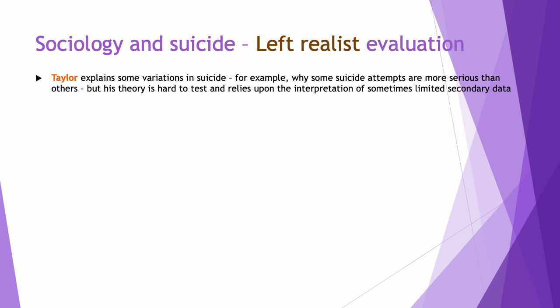Taylor explains some variations in suicide, for example, why some suicide attempts are more serious than others, but his theory is hard to test and relies upon the interpretation of sometimes limited secondary data.